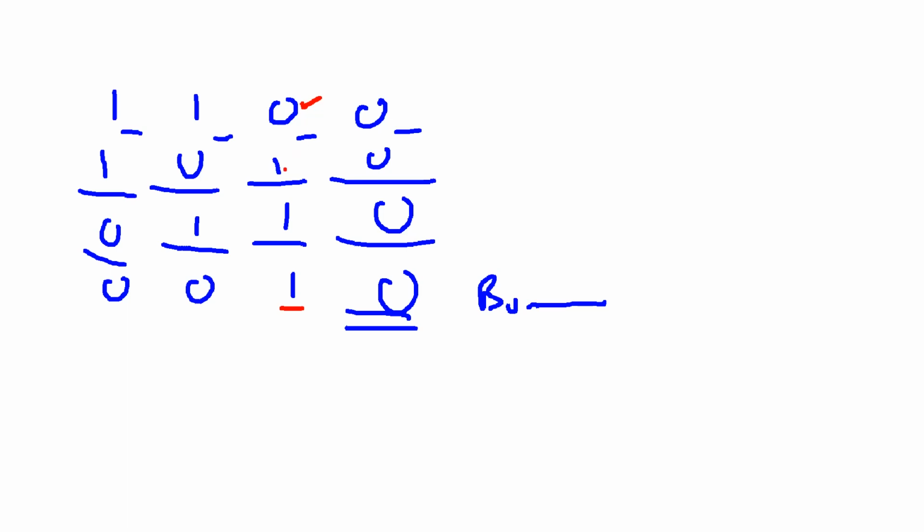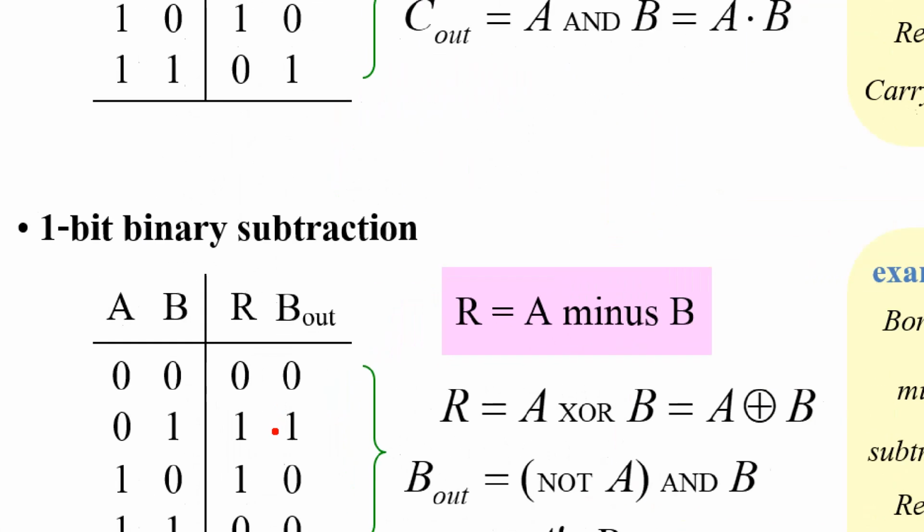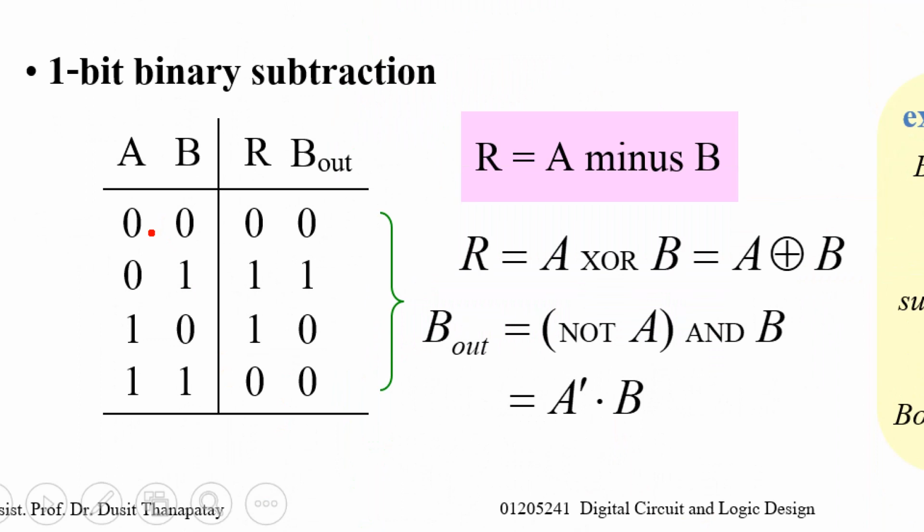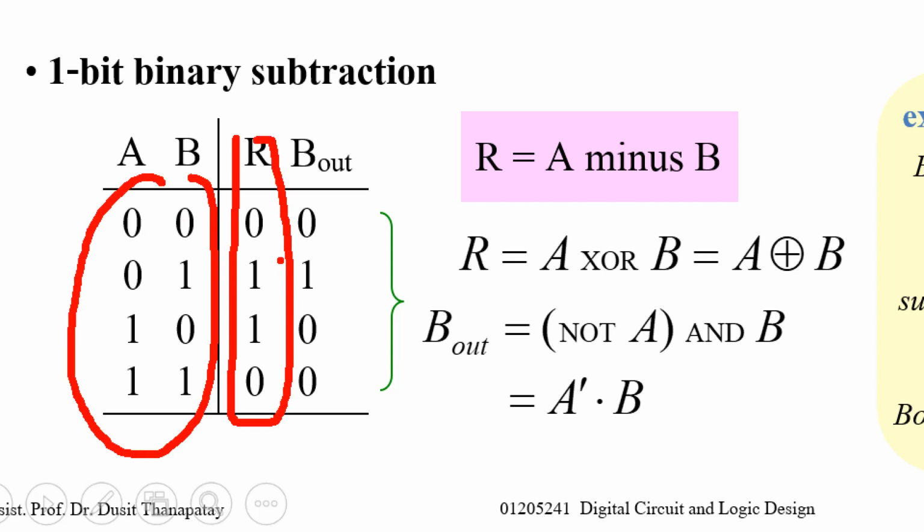0 minus 1. So when you write this in the table, it becomes 0 minus 0 is 0, no borrow out. 0 minus 1 is 1 and 1 borrow out. 1 minus 0 is 1, no borrow out. 1 minus 1 is 0, no borrow out. Again, if I observe this one related to A and B, oh, it's the XOR function again, right? 0, 1, 1, 0. Then R is A XOR B.